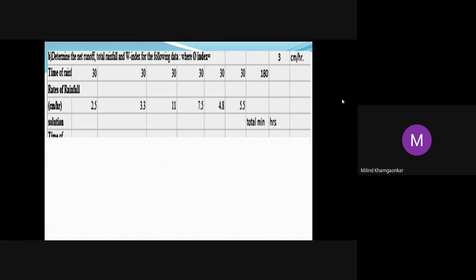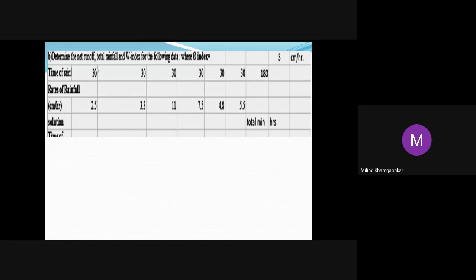This is the numerical where we ended the class last time. Here you can see it is again a numerical from your university exam. The time of the rainfall or precipitation is 30 minutes, 30 minutes, 30 minutes, etc. In total, it's 30 minutes of rainfall for 6 periods, not 6 hours. 30 minutes of 6, therefore 180 minutes total.